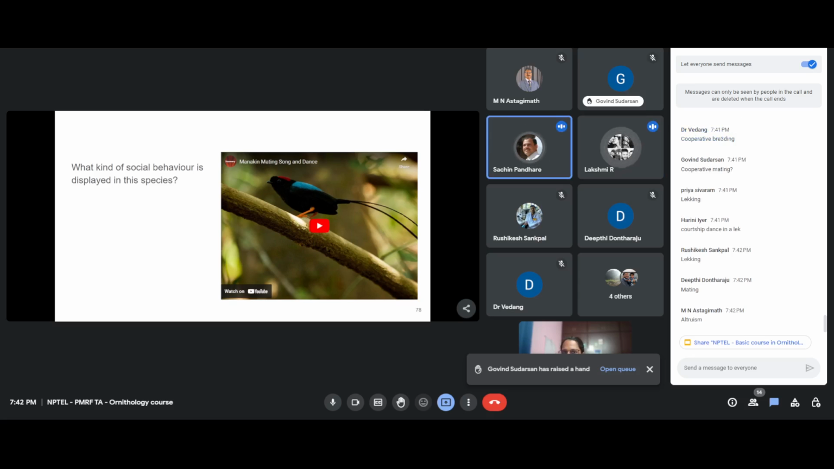Mutualistic. Yeah, mutualistic. That's what I was looking for. So most of the people who have put in lekking, sure, it is lek exhibit, and these are long-tailed manakins. And yes, that is a mutualistic social behavior. So why is this actually happening?